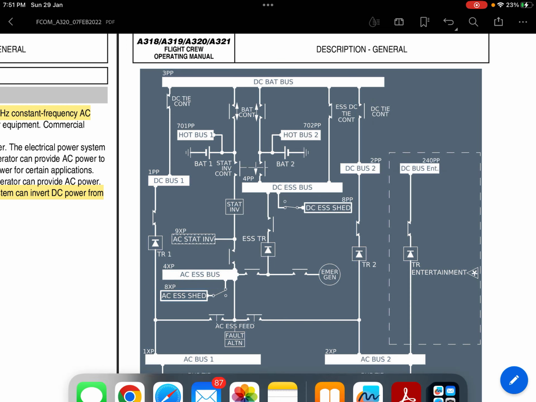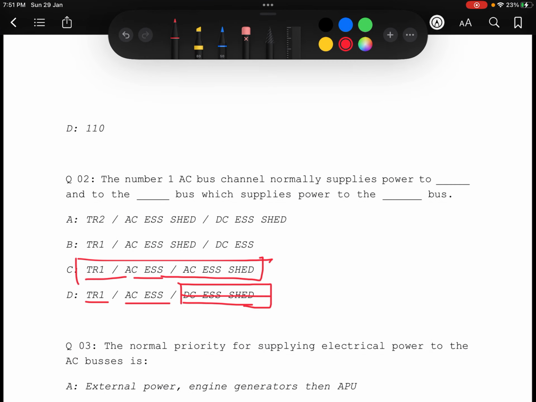Going back again to question number 2. Here the answer gets clear. It is Charlie.